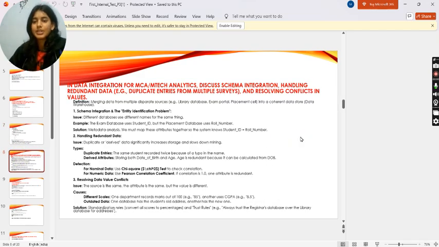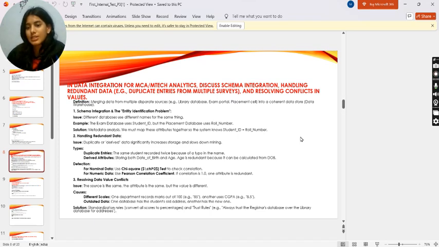Now, data integration for MCA and MTech analytics: discuss schema integration, handling redundant data, that is duplicate entries from the multiple surveys, and resolving conflicts in values. Definition: merging data from multiple disparate sources, that is library database, exam portal, placement cell, into a coherent data store, a data warehouse.